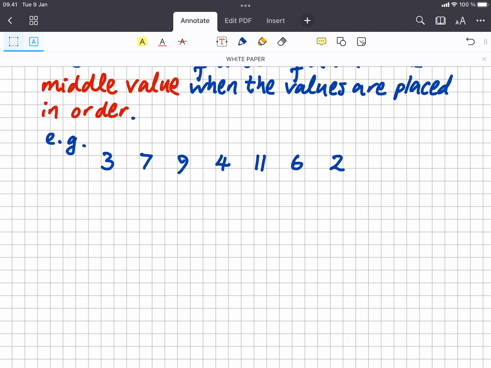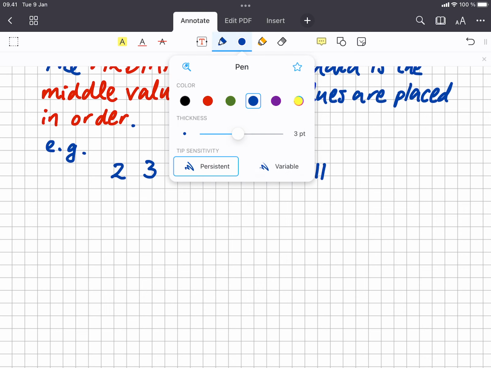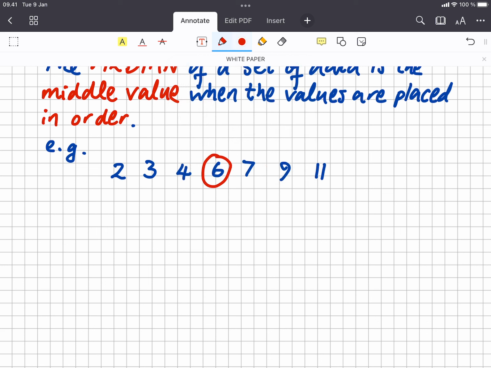Well, we want to place these in order. So let's just do that. 2, 3, 4 next, and then 6, and then 7, 9, 11. And you can see just by counting in from the ends that the middle one is the 6. It's got 3 values below it and 3 values above it, so it must be in the middle.